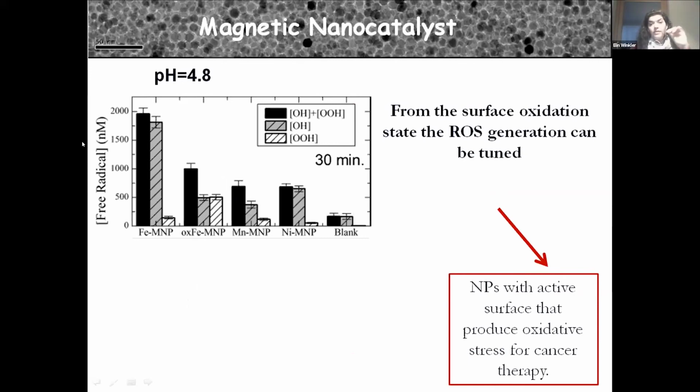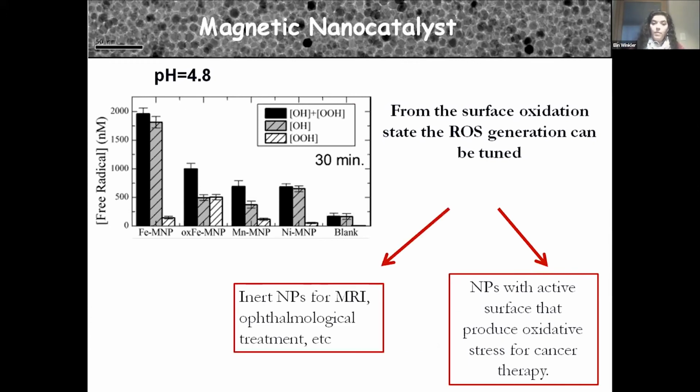So, it was a very short summary, but this kind of measurement, this kind of nanoparticle design, also gives us a tool to select if we want to make nanoparticles with an active surface that produce radicals and can potentiate the hyperthermia therapy for cancer therapy. And also, if we want to use this nanoparticle, for example, for MRI or ophthalmological treatment where you need an inert nanoparticle, you have to oxidize the surface. In that case, it does not produce toxic free radicals.